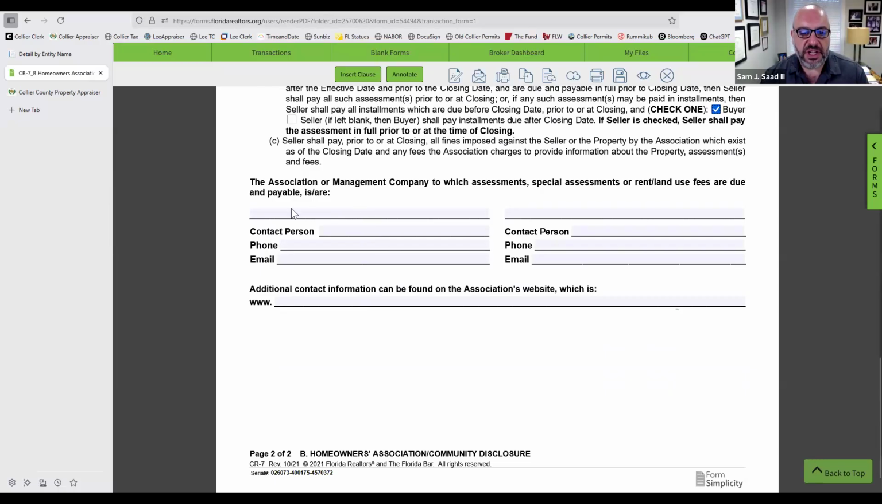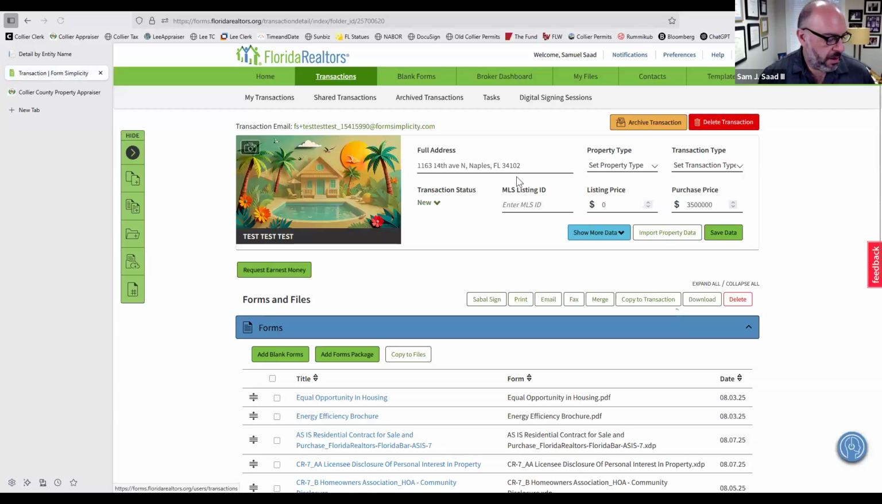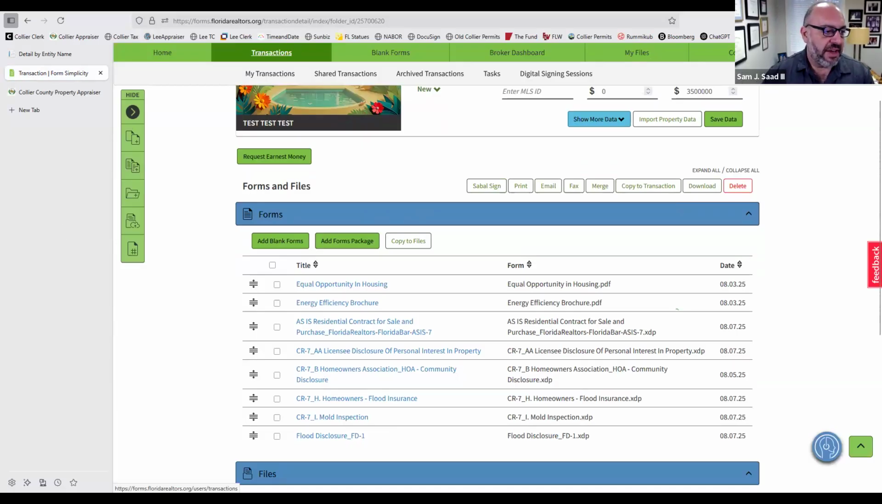Then you fill in your association management company information down here, and you put the association website here. And that is your homeowner association addendum. Notice, I'm not going to save this because we don't actually have one on this property. And that is our contract. FRBAR as is contract filled in about 40 minutes. That's a little long, but I wanted to make sure you understood it all.